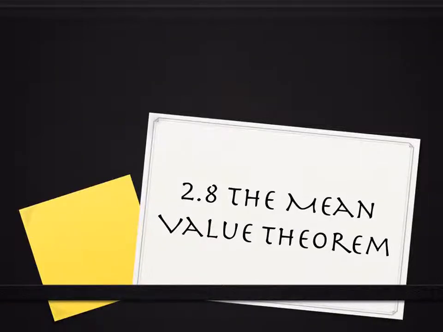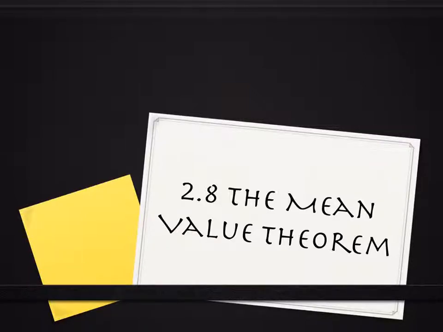All right, section 2.8 is an application of derivatives. It's actually called the mean value theorem. We've had another theorem that had a similar title. Do you remember the title of that one? Intermediate value theorem. Sometimes people confuse the two. They are different. But this one's called the mean value theorem.